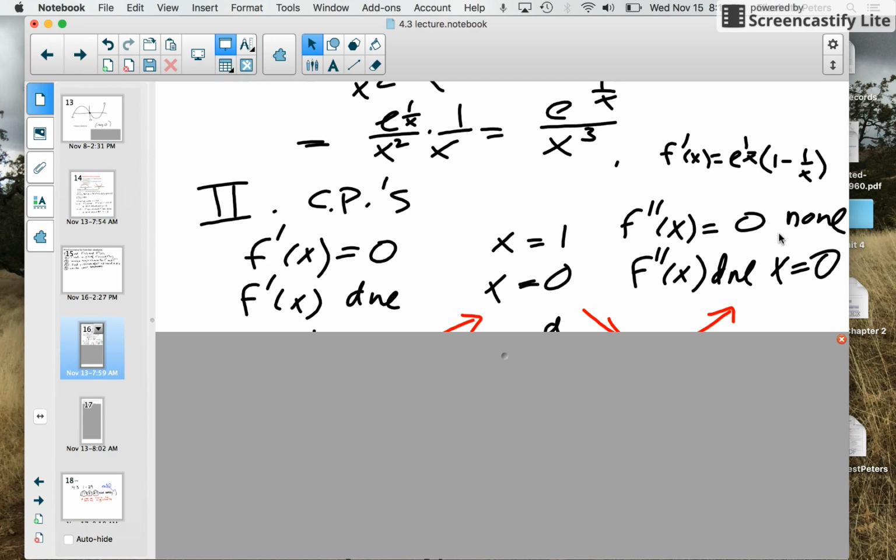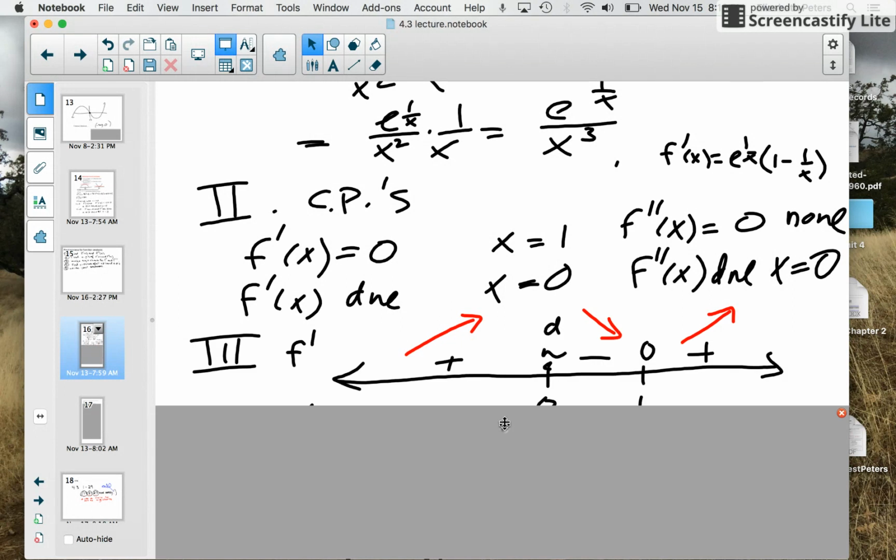And f prime does not exist when x equals 0, right? Because then we'd have a 0 in the denominator there. For f double prime of x, the second derivative, it equals 0 nowhere. Because if x equals 0, we've got a 0 in the denominator here, so it does not exist. And we know that e to the 1 over x is never going to equal 0.